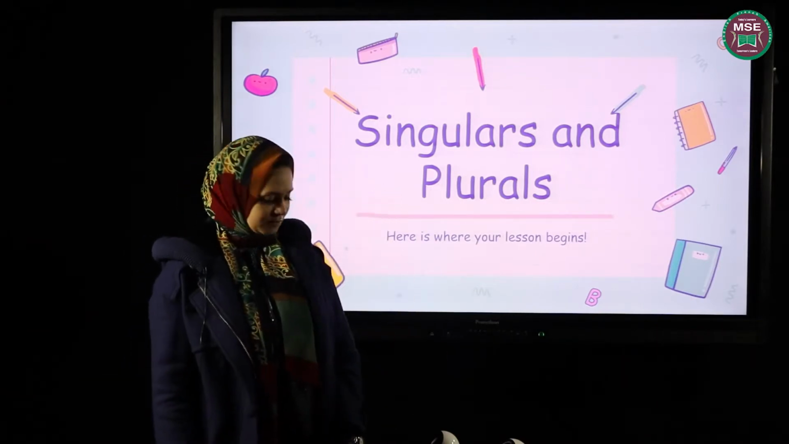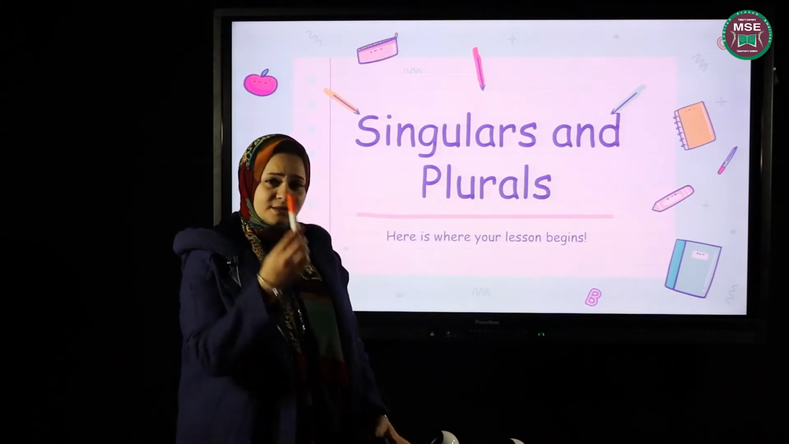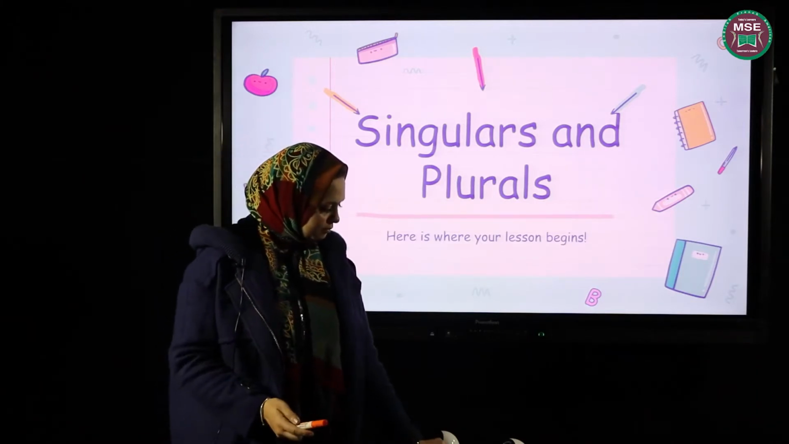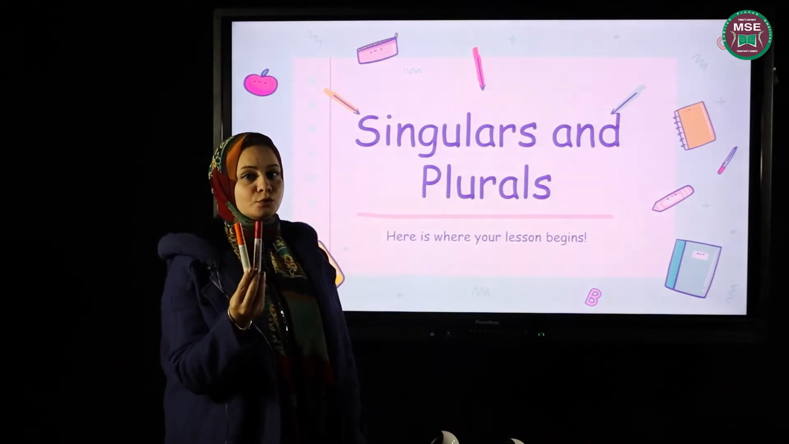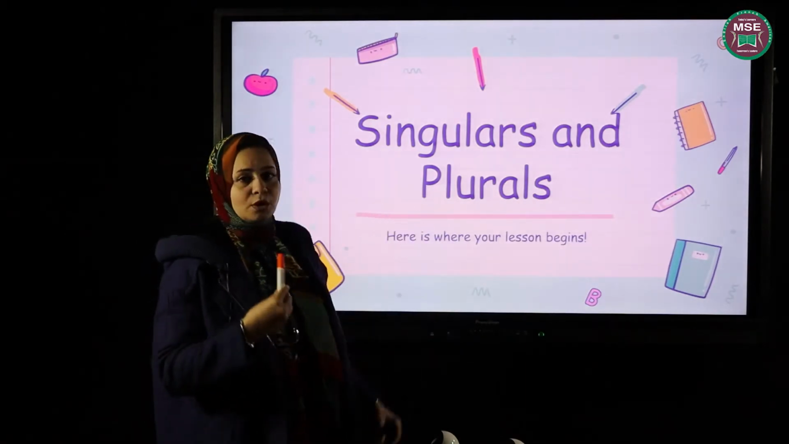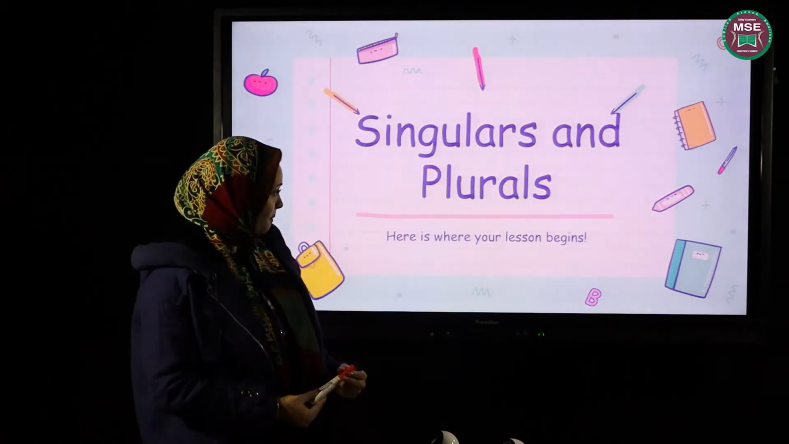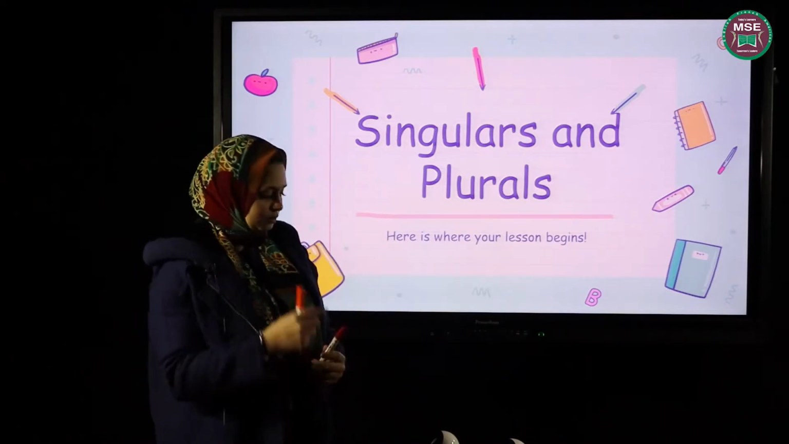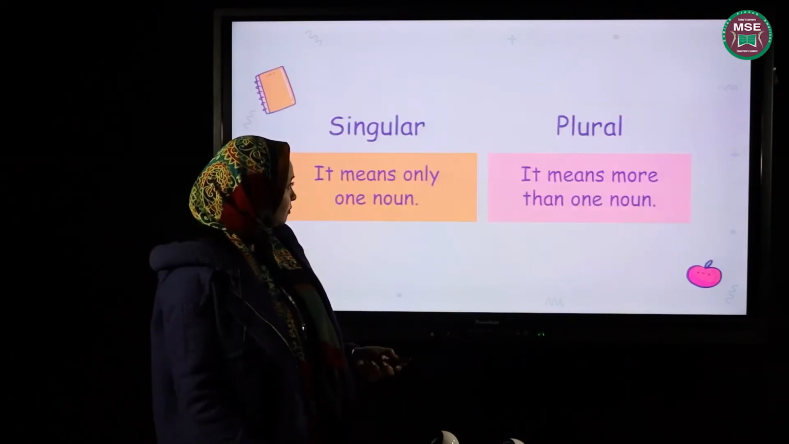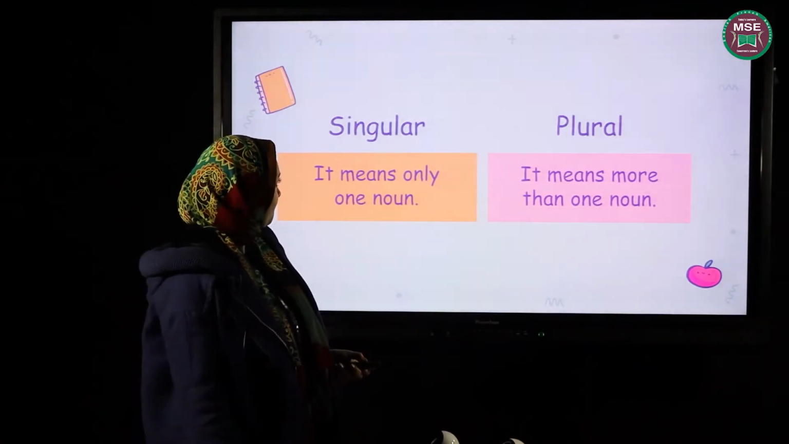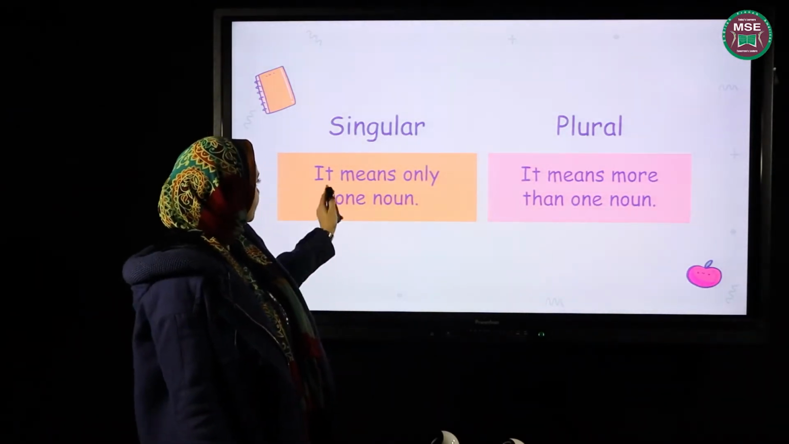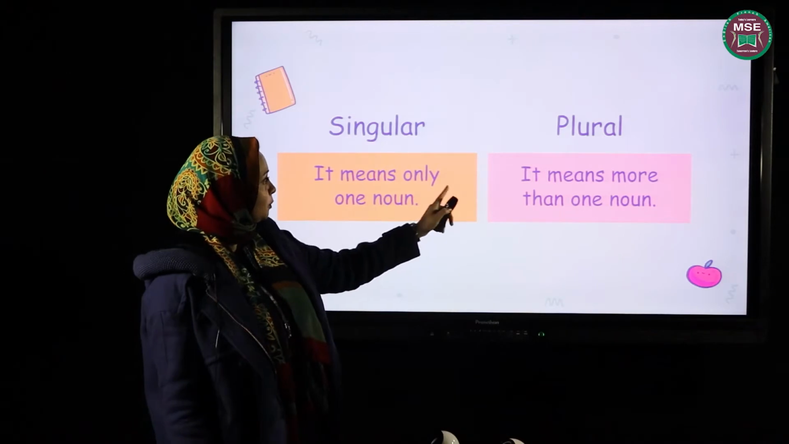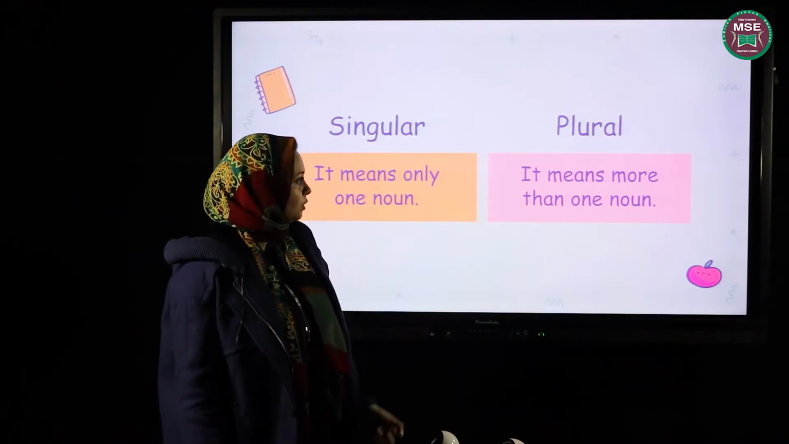Singulars and plurals. This is one marker. And these are two markers. We use the plural to talk about more than one. And singular means just one. Singular means only one noun, and plural means more than one noun.